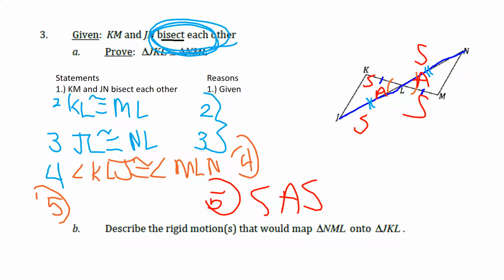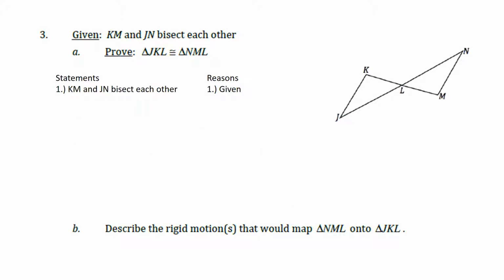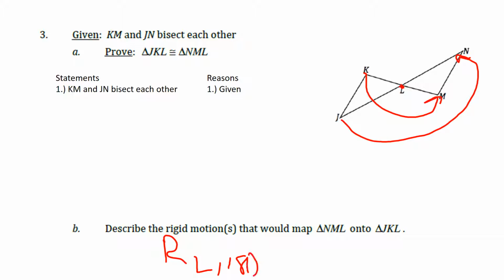For part B, it says describe the rigid motions that would map triangle NML onto triangle JKL. Well, I see that this would be a rotation, and so if I'm going to do a rotation, I'm going to try to get J to map to N, and I'm going to try to get K to map to M. And it looks to me like I'm doing a rotation around this point here, L. And so you're going to write rotation around L of 180 degrees, it looks like, would map the triangle onto its corresponding triangle. Again, you fill in the blanks.